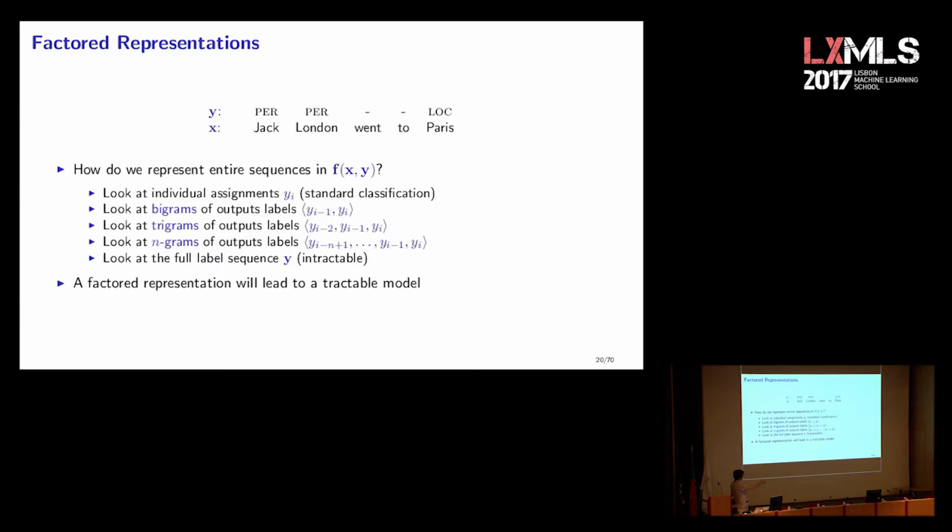We're going to look at methods that represent input-output sequence pairs by looking at every bigram of the output. I'm going to focus on bigrams because it's the simplest one. Again, you will see with neural networks and nonlinear models how to do that, but today we're going to look at this. I'm going to call this a factored representation, and a factored representation in this form will lead to a tractable model. So I'm going to now extend what we saw. This is hopefully a bit simple.